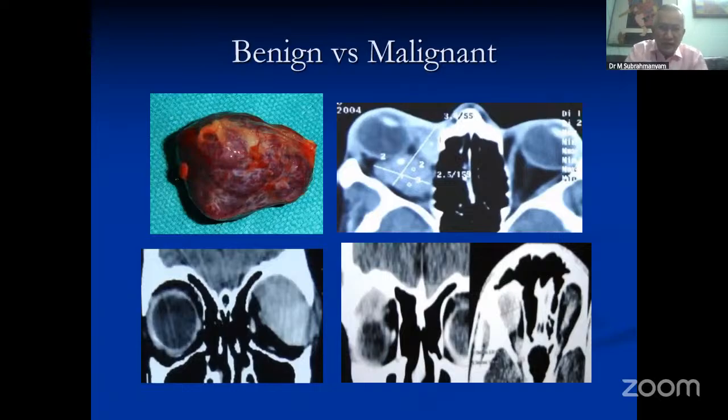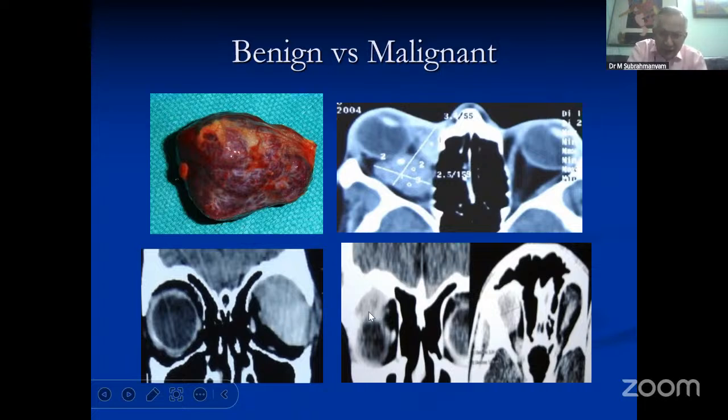So you have to know whether the features are suggestive of a benign tumor or a malignant tumor. Here you can see that the tumor is very well circumscribed. There is a mild excavation of the bone, very smooth, with calcifications. This is a long-standing tumor, 2 years duration. This is typically a benign cavernous meningioma. Whereas if you see this tumor, there is excavation of the bone. This is very smooth. So this is the coronal section of the same tumor.